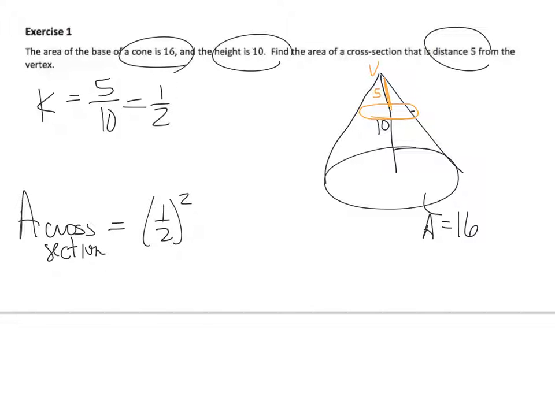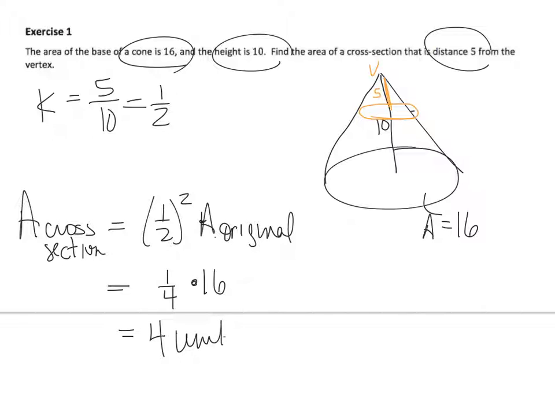1/2 squared times the area of the original. So that is 1/4 times 16, which is just plain old 4. Units squared.